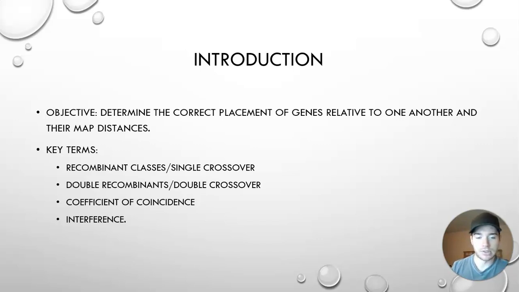The coefficient of coincidence compares the observed number of DCOs to the expected number of DCOs, and then interference basically takes the likelihood of one crossover event, and determines the likelihood of another one occurring nearby.